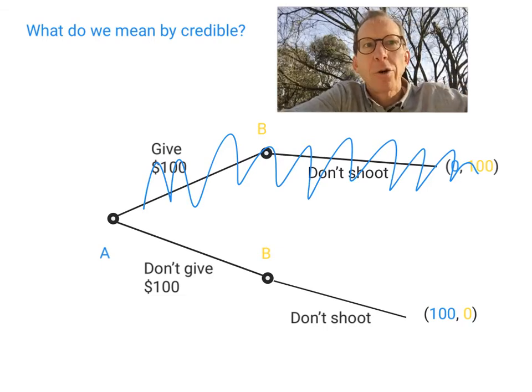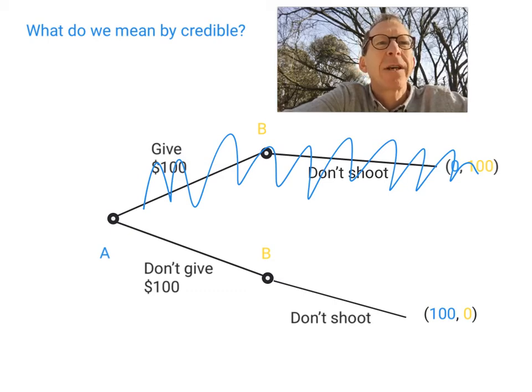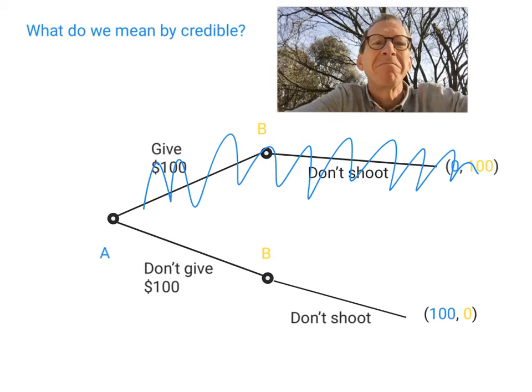And just a little exercise that you might want to carry out, just to make sure you understand the concept. Try rewriting this game tree where B says to A, "Give me $100 or I'll shoot you." And try and see if that changes the outcome.